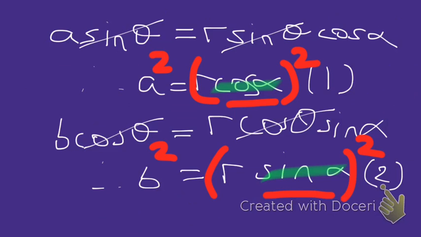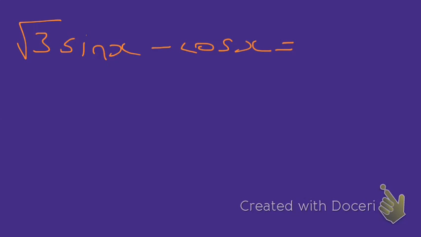So how are we going to use this? Let's do an example. Let's say root 3 sine x minus cos x equals 0, and let's solve that equation. Now, that is not something I need this for. I could add the cos x across, divide by cos x, get a tan, and go from there, making sure we're careful about when we divide by cos x that it's not 0. But let's do it a slightly different way.